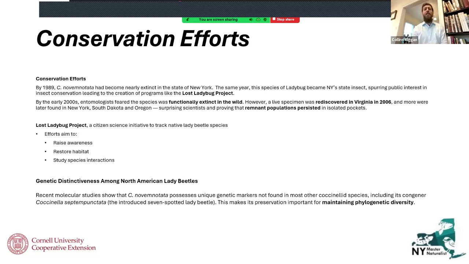By the early 2000s, entomologists feared that it was at least functionally extinct in the wild. However, a live specimen was rediscovered in Virginia, my home state, in 2026. And some good news followed. There were some more sightings in New York, and then after that, South Dakota, Oregon, and a few other places. And basically, what it told scientists and the public is that this species is not extinct, and we're also seeing it in more than one area, but it seems to be pockets.